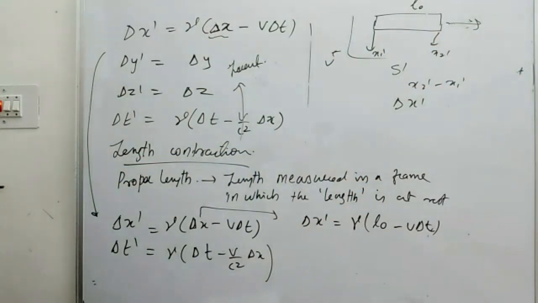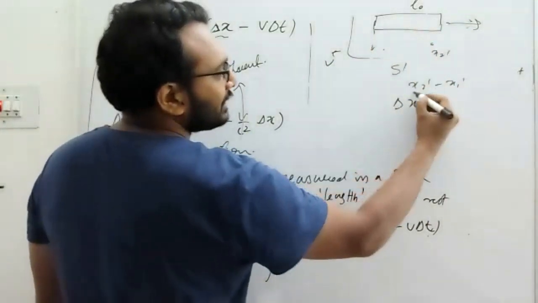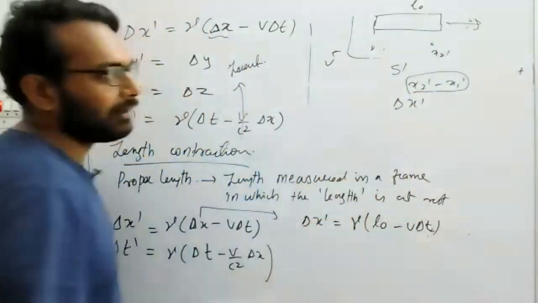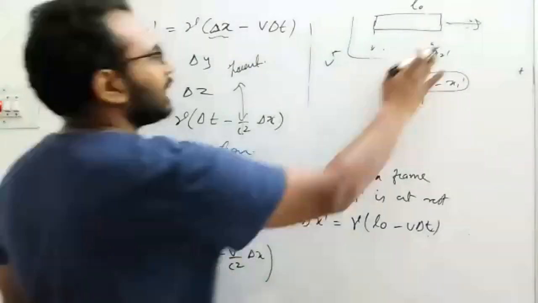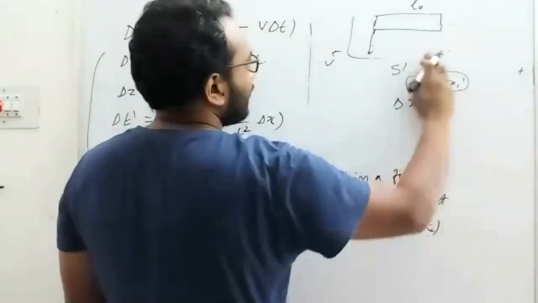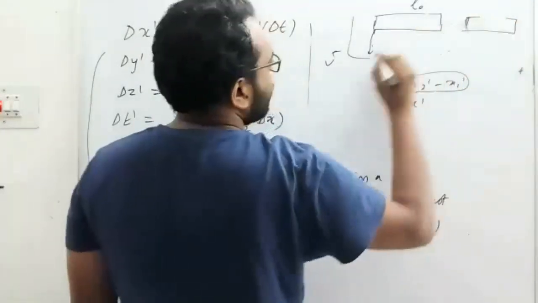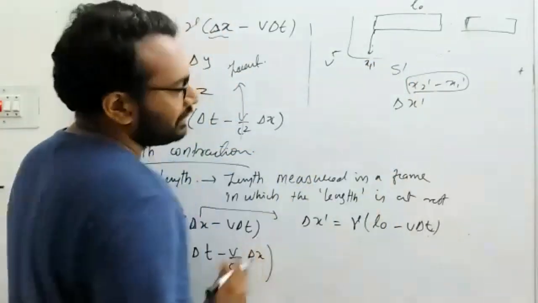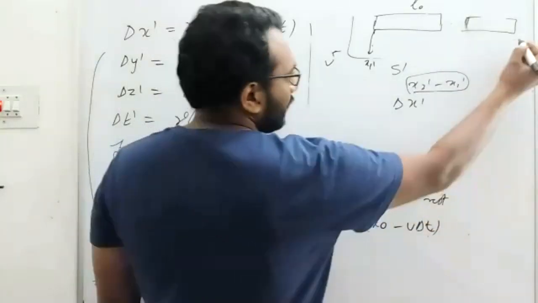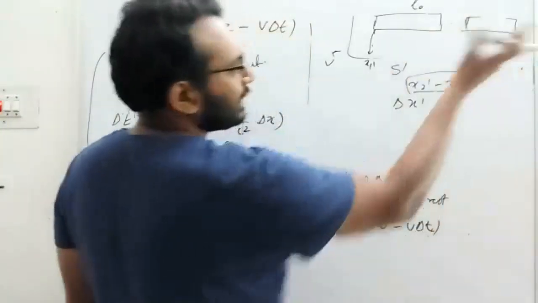But there's a catch here. You have to take these two coordinates, x2 prime and x1 prime, at exactly the same time, or else what happens? If you take x1 prime at some time and x2 prime at a later time, then by that time this length will have moved in your frame. If you take x1 prime at 2 o'clock and x2 prime after 1 second, by that time this length has already moved, so you'll get a greater length.